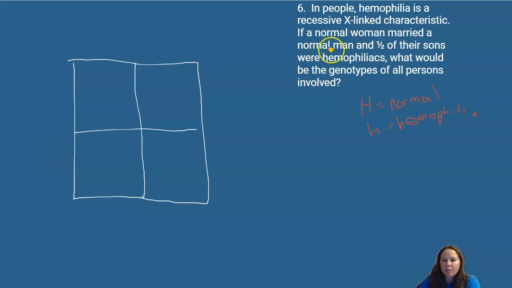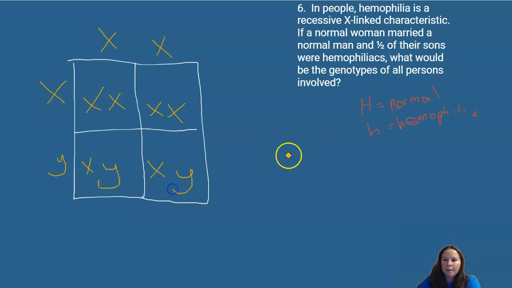So, X-linked recessive, if a normal woman married a normal man. All right, let's put these on here. You get faster as you do the problems. Half their sons are hemophiliacs, what would be the genotypes of all the people involved? All right, well, what does the female have to be in order to have sons who are hemophiliacs? If you said big H, little h, you were correct.